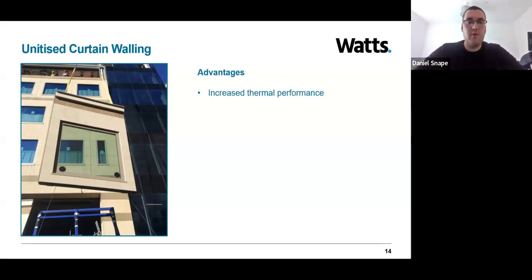Well, you can get increased thermal performance from curtain walling from unitized panels. Pre-made units can be factory sealed and insulated to a higher standard than individual components.